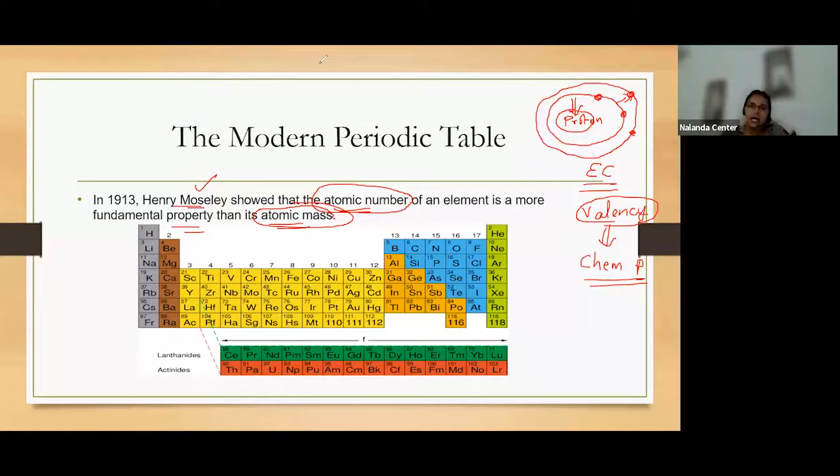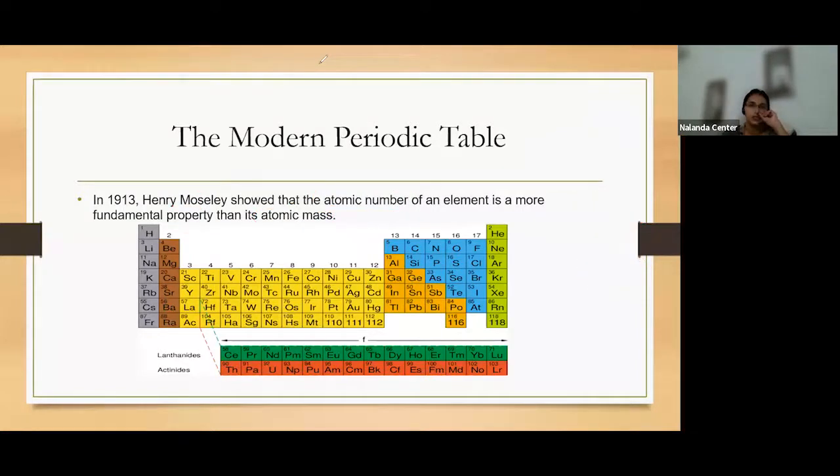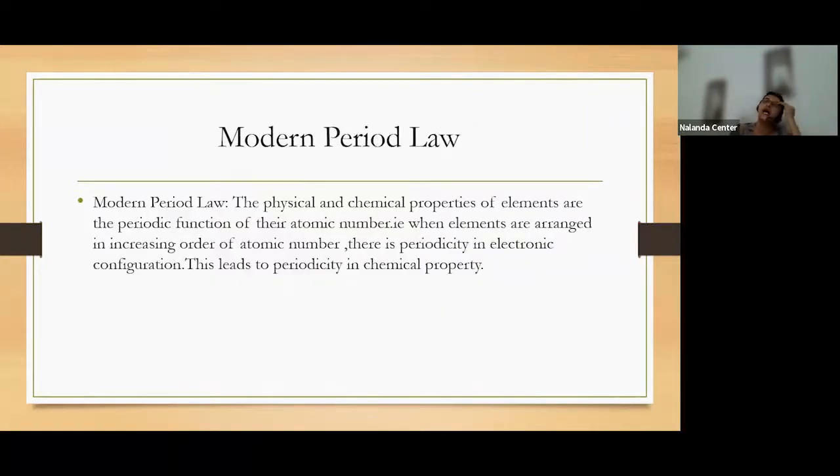So he arranged all the elements known in increasing order of atomic number. So what is the modern periodic law? This is also a very important question. What did Mendeleev say? Mendeleev told that physical and chemical properties of elements are a periodic function of atomic mass. What does the modern periodic law say? Physical and chemical properties, ladies and gentlemen, are a periodic function of atomic number.